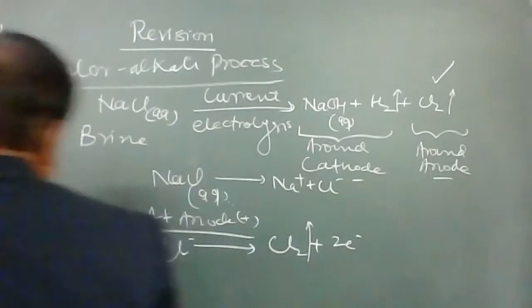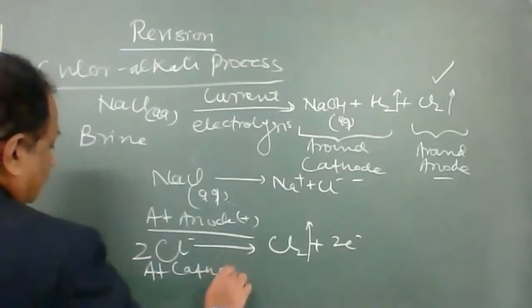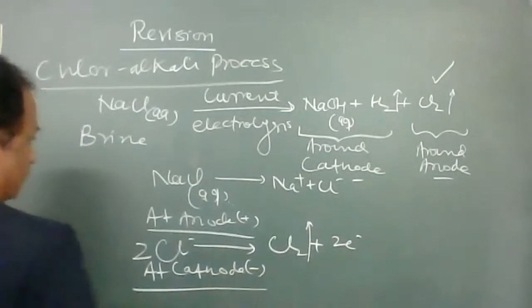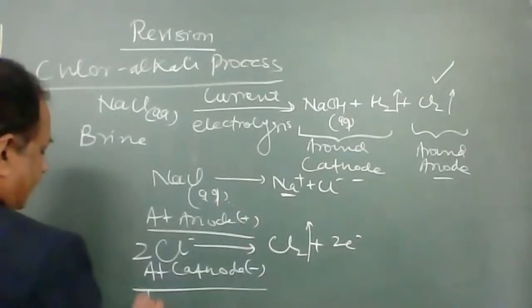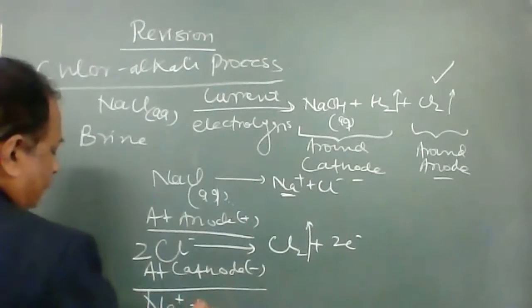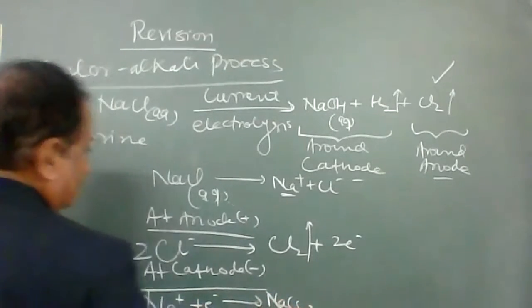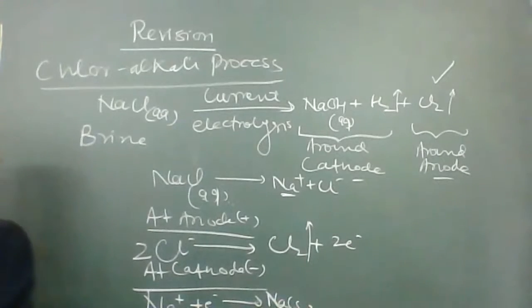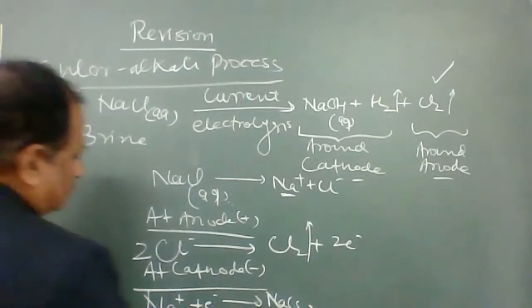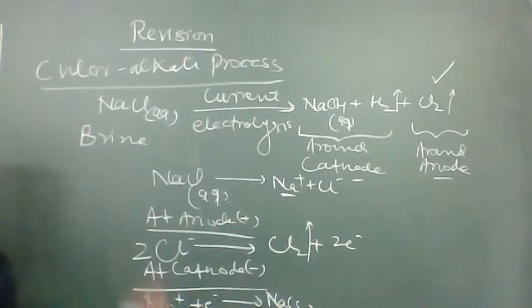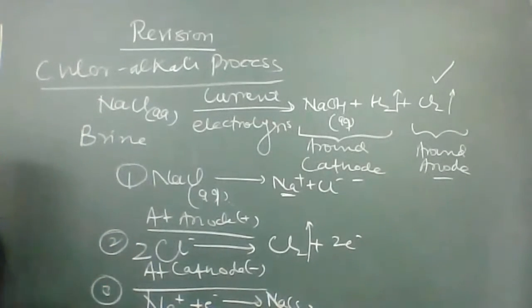Now coming to the cathode. The cathode is negative. So positive ions will go. So Na plus electron, and then conversion to Na solid. So this is there. Now this is the first reaction, this is the second, this is the third.